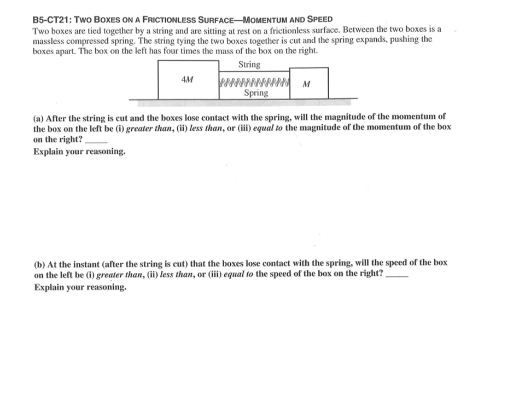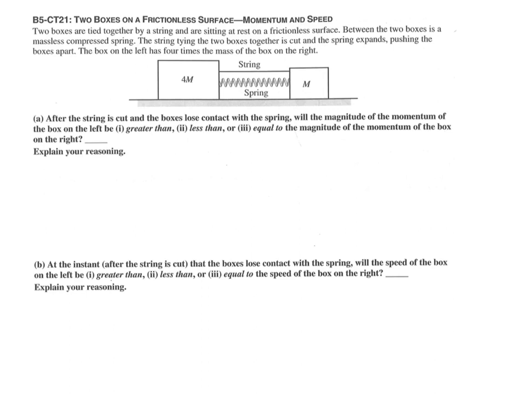S09-07. Two boxes are tied together by a string and are sitting at rest on a frictionless surface. Between the two boxes is a massless compressed spring. The string tying the boxes together is cut and the spring expands, pushing the boxes apart. The box on the left has 4 times the mass of the box on the right.